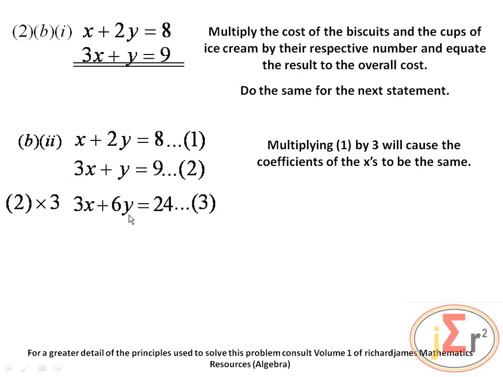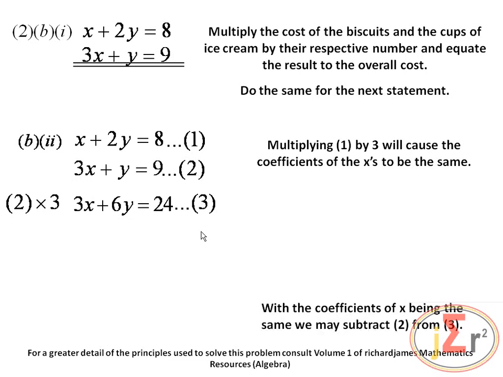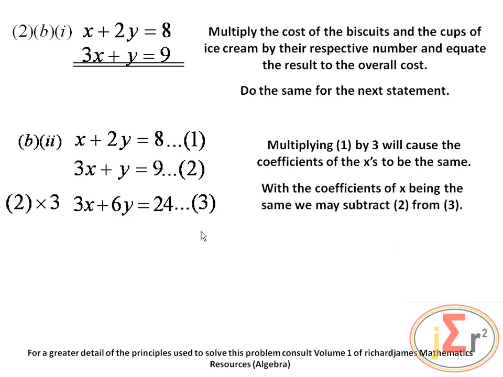So we have equation 3 minus equation 2. With the coefficients of x being the same, we may subtract equation 2 from equation 3. What will happen? The x's will be eliminated. 6y minus y is 5y, and 24 minus 9 is 15. 5y is equal to 15. y is equal to 3.